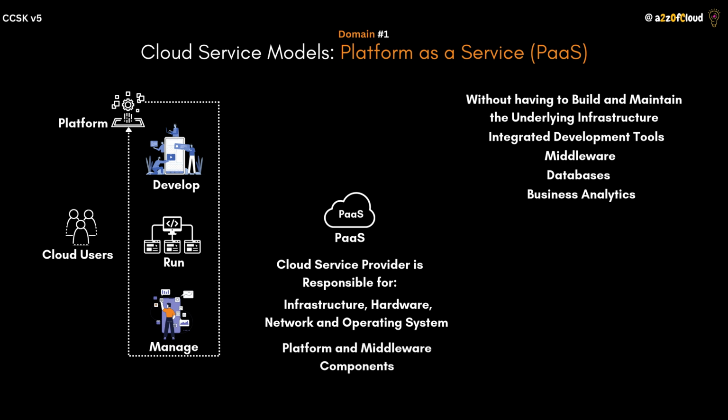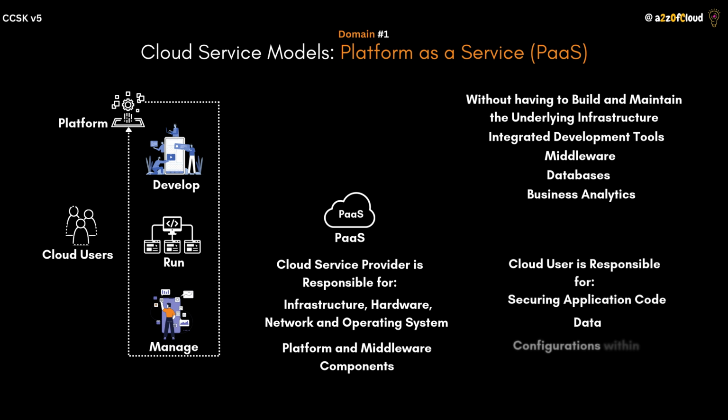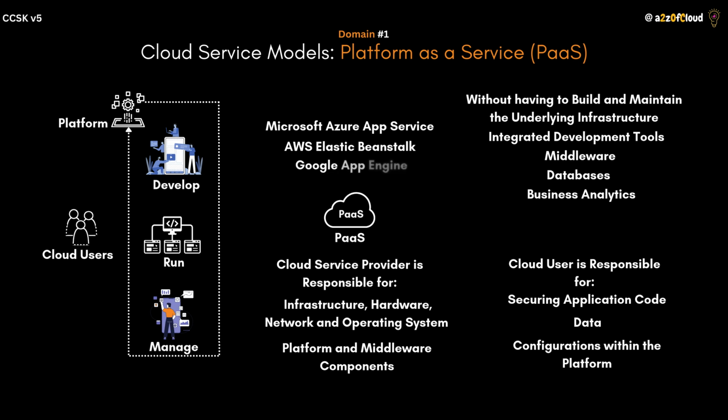The cloud service provider is responsible for securing the infrastructure, such as hardware, network, and operating system, including the platform and middleware components. The cloud user is responsible for securing their application code, data, and configurations within the platform. Examples of platform as a service are Microsoft Azure App Service, AWS Elastic Beanstalk, Google App Engine.